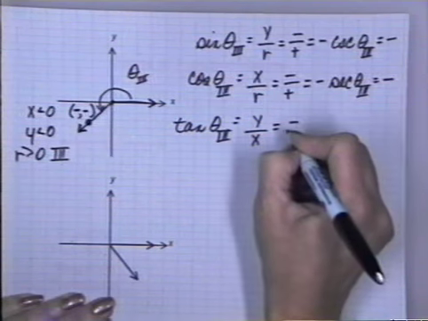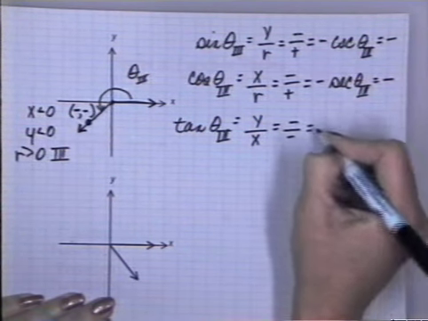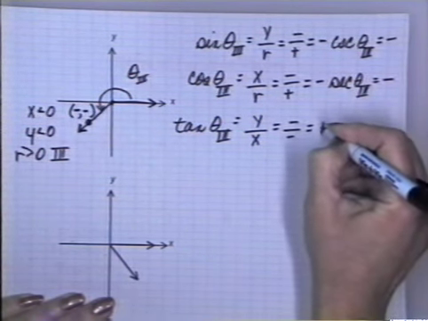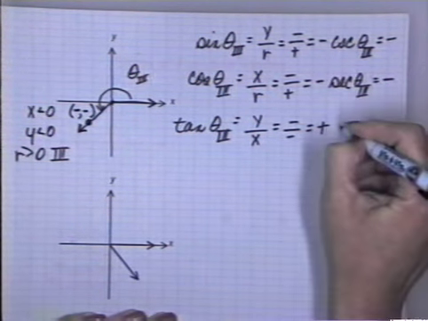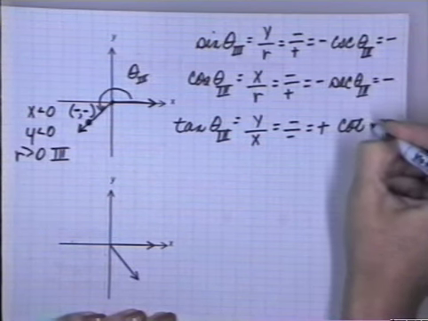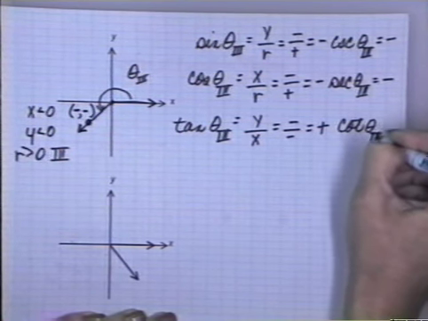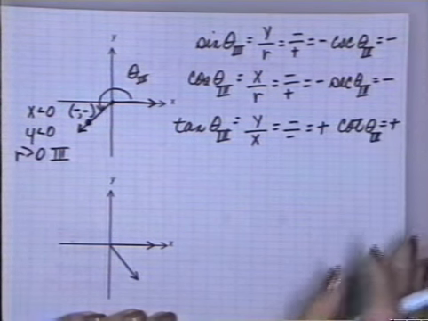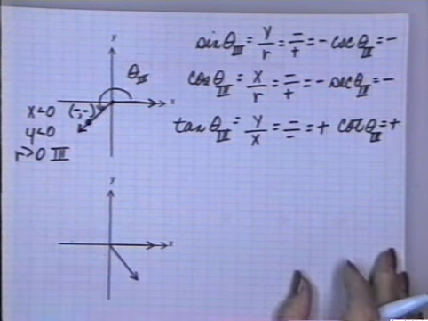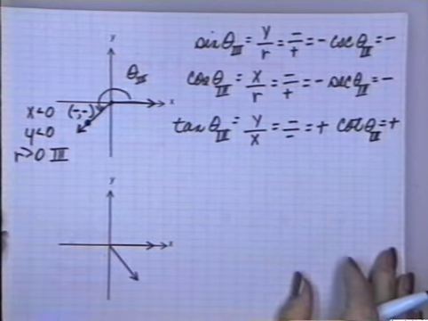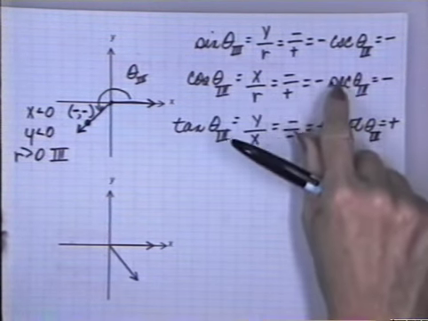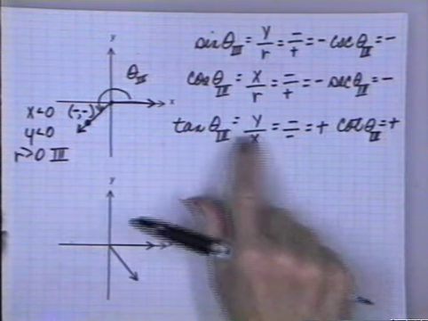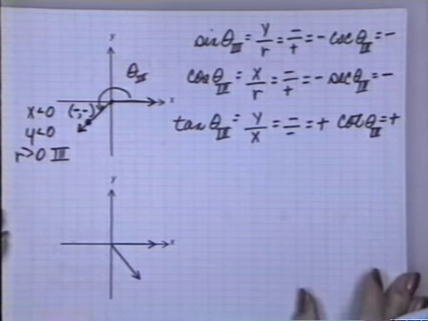For my tangent of a third quadrant angle, that's y divided by x. That would be a negative number divided by a negative number, which gives me a positive number. So the tangent of a third quadrant angle will be positive, and its cotangent will also be positive because they're reciprocals. So in the third quadrant, the sine, the cosine, the cosecant, and the secant are all negative, and the tangent and the cotangent are all positive.